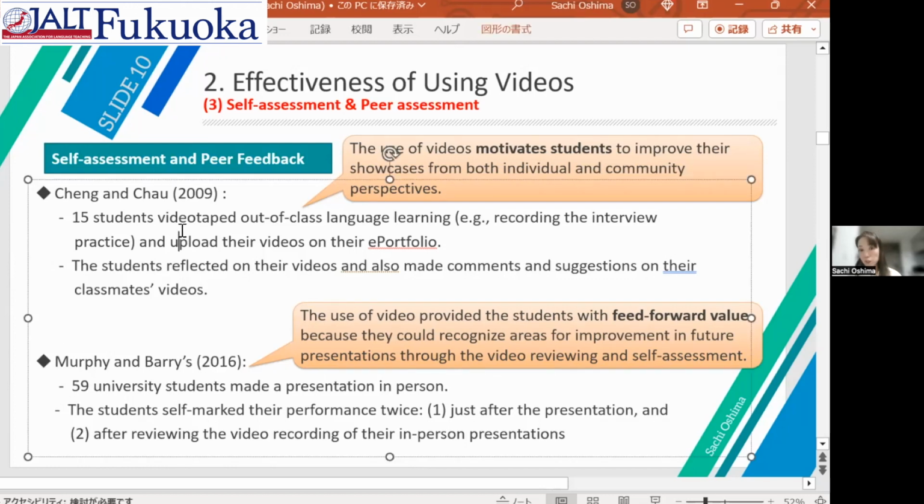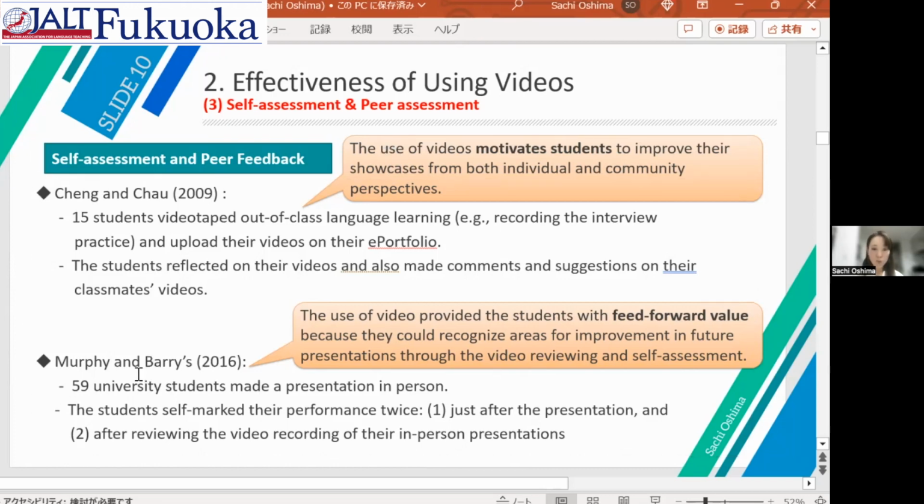studied 15 student videotapes of out of class language learning. Out of class language learning included recording interview practice, and they uploaded the video to their e-portfolio. The students reflected on their video and also looked at each other's video and made comments and suggestions. It's a kind of self-assessment and peer assessment involved. And Chen and Chow concluded that the use of video motivates students to improve their showcases from both individual and community perspective.